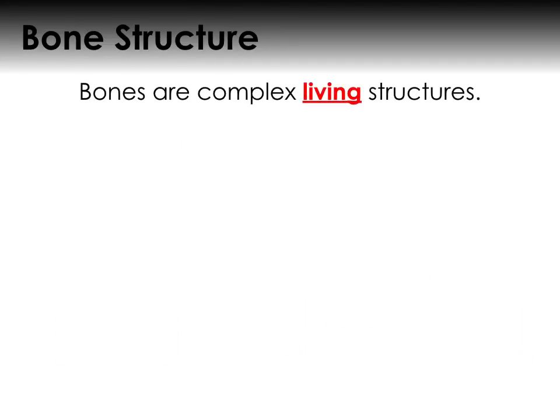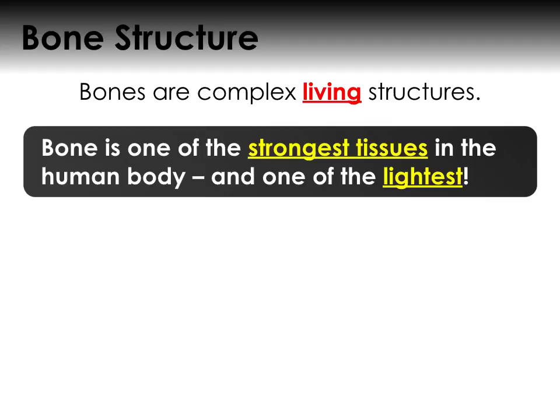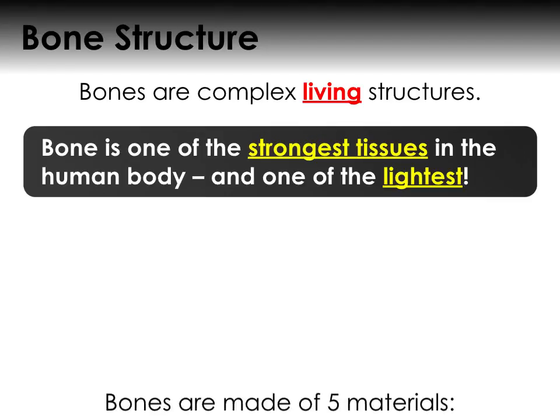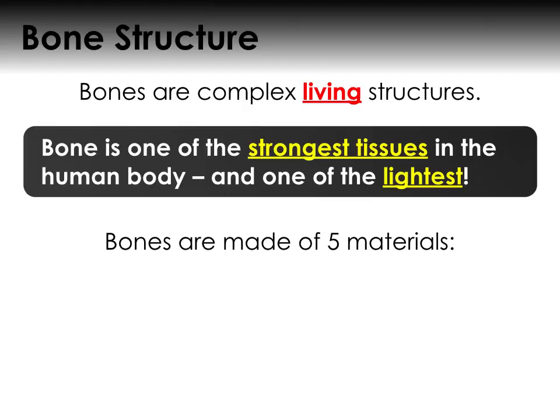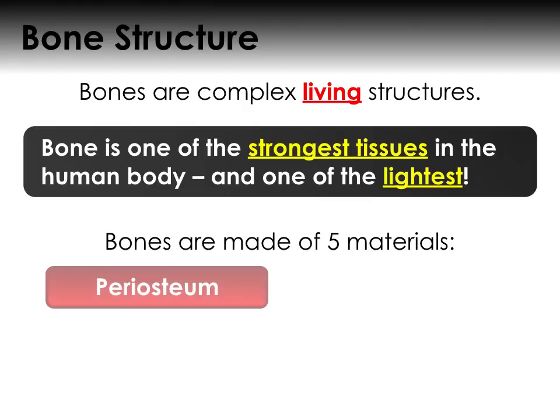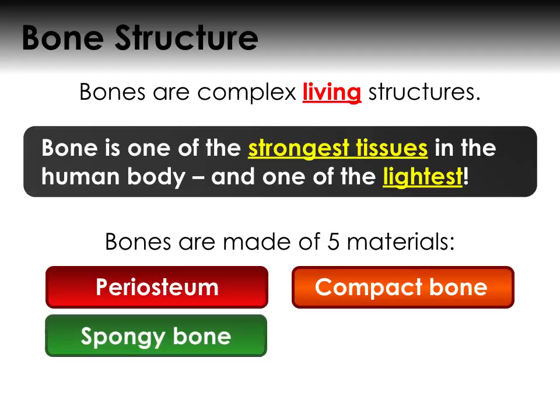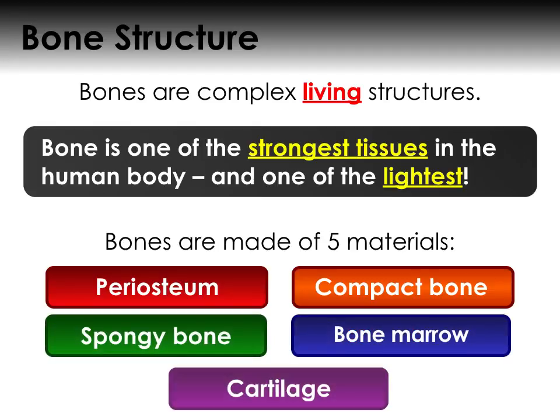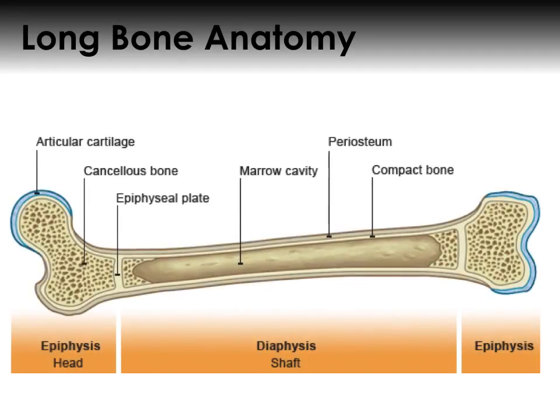Bones are complex living structures. They are one of the strongest tissues in the human body, and what's cool is they are also one of the lightest. They're made up of 5 materials, and I will quickly go over each one of these. You have the periosteum, the compact bone, spongy bone, bone marrow, and also the cartilage. You get a good example of that by looking at a cross-section of a long bone.